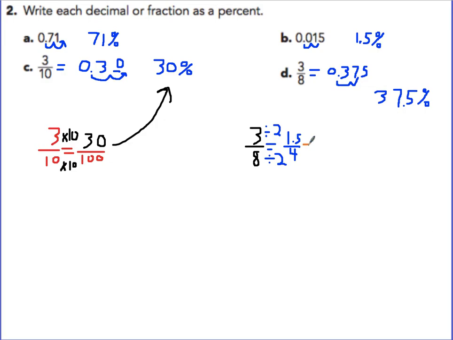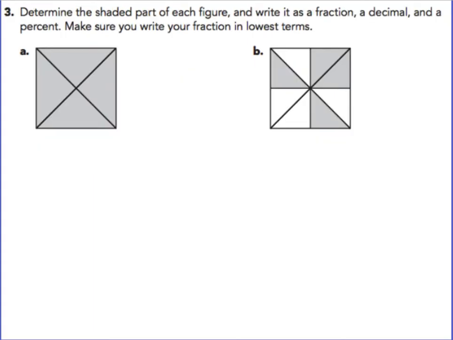And then I need to scale this up, make my equivalent fraction out of 100. 4 times 25, 1.5 times 25. I would suggest using a calculator here. You do get 37.5, which is exactly what we got before too. All right, so either way will work there. All right, let's check out the next part of the study guide.